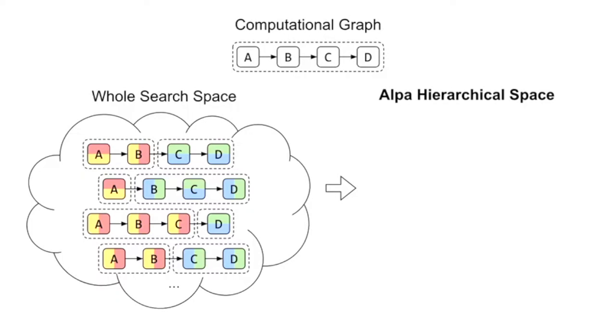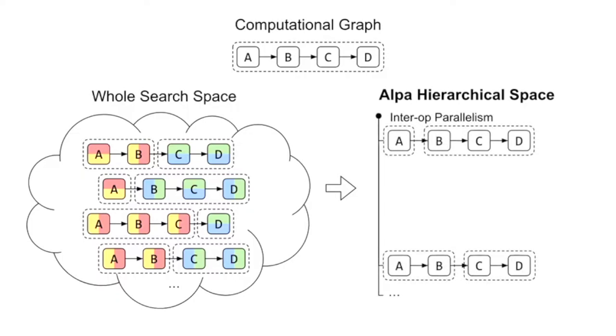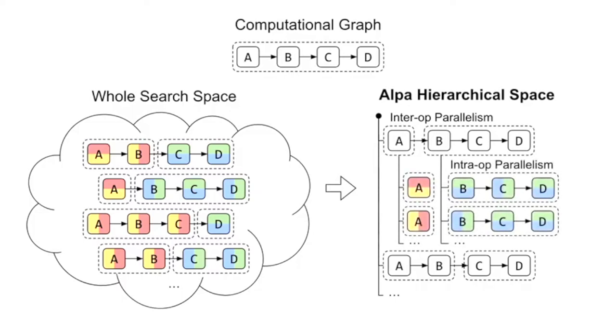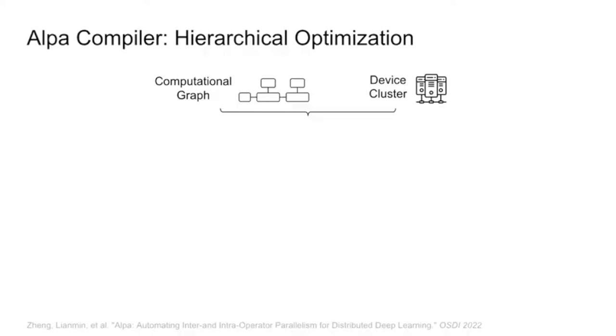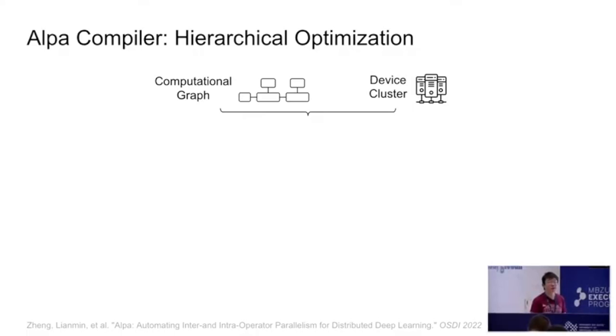More specifically, we first search for the inter-operator parallel plan at the first level, and at the next level, we derive the best intra-operator parallel plan conditional on this inter-operator parallel plan. We design the Alpa compiler based on this search space decomposition, and the input of the compiler is a computational graph and a cluster specification. And we design 3 compiler passes to do this optimization.